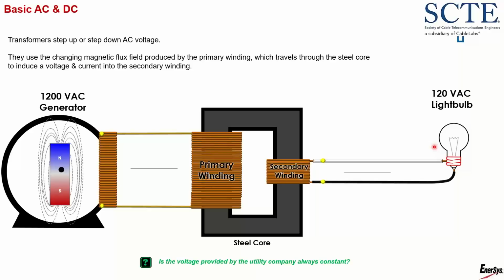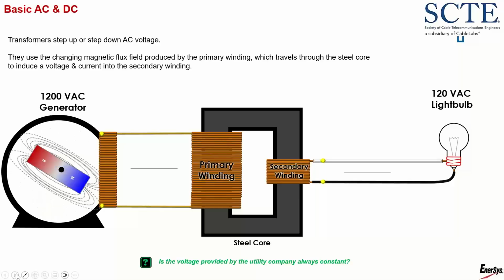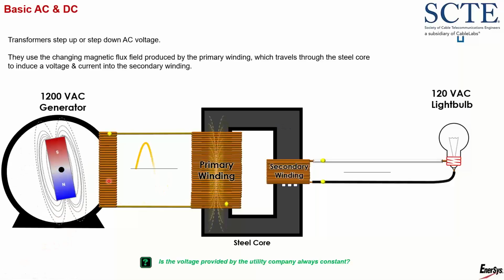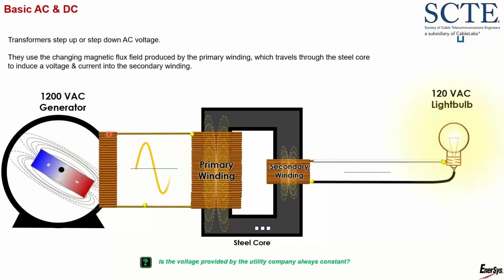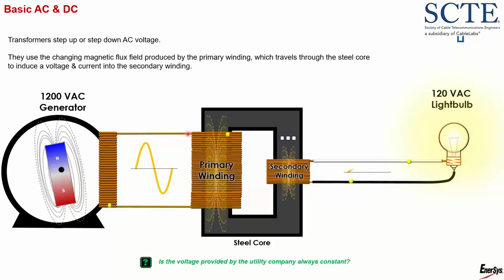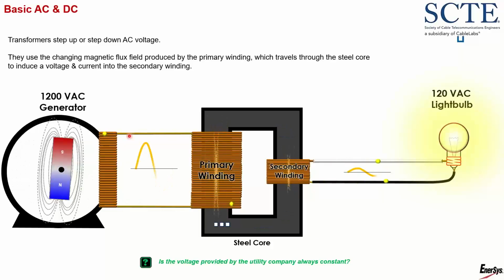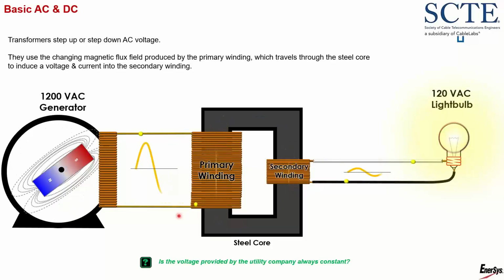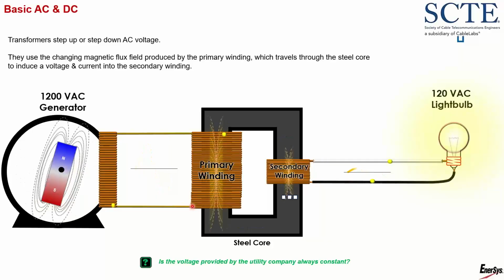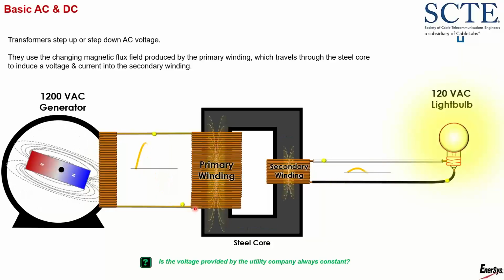So how does a transformer work? Well, a transformer works by using the magnetic field produced by a primary winding to induce a voltage and current into a secondary winding, okay? So I'm going to start my generator up here. And as I do, my magnet spins past my copper coil. That causes the electrons in my copper to move back and forth, back and forth. My electricity flows from my generator to my primary winding, where it goes back and forth, because it's alternating, right?